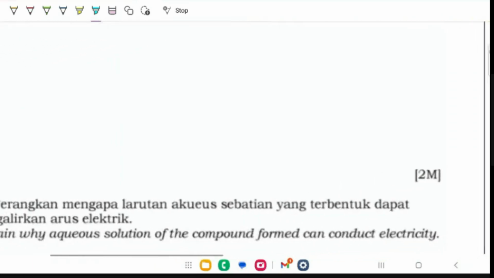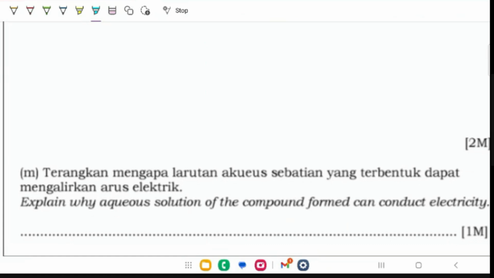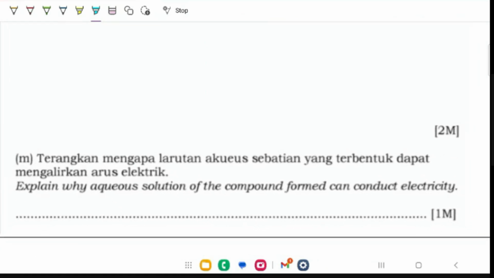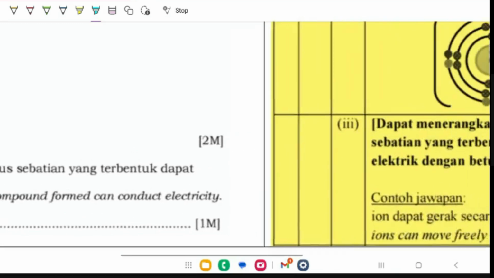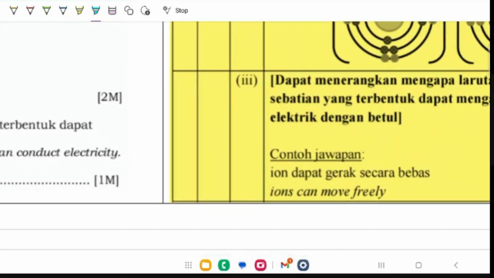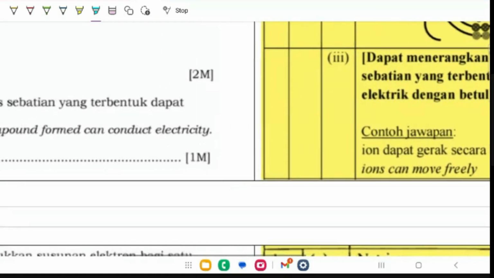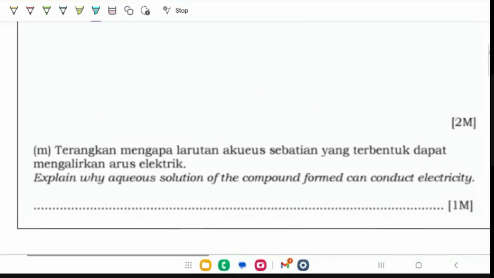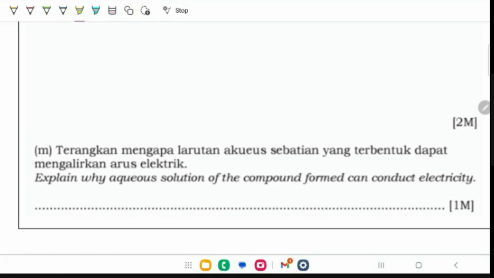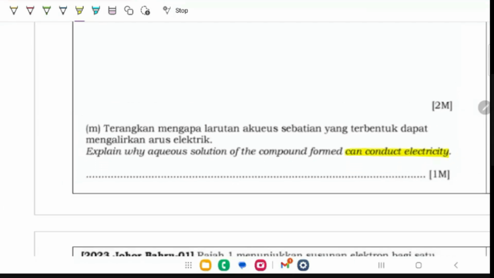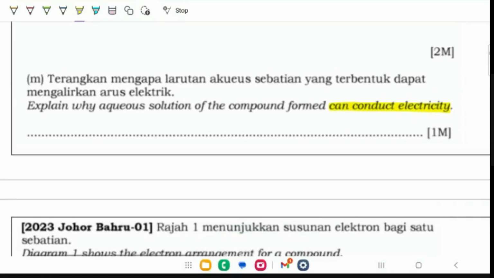Okay, next. Now this question. What is the answer, class? Because there are freely moving ions. Ions can move freely. Remember? Very simple. It can conduct electricity because of freely moving ions in the ionic compound.